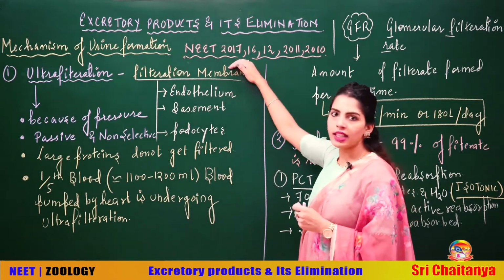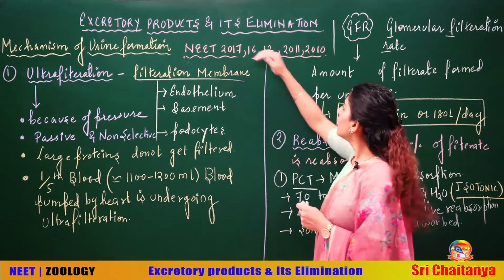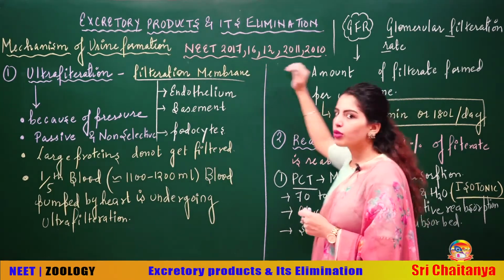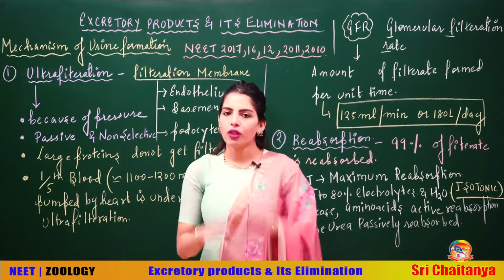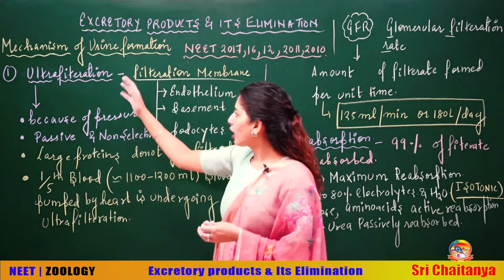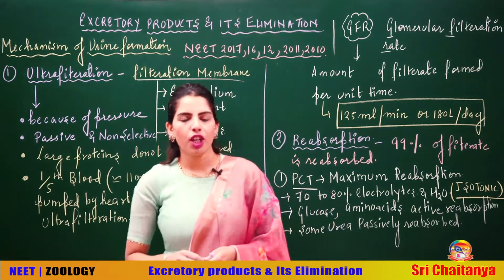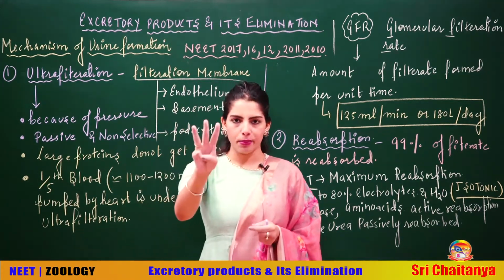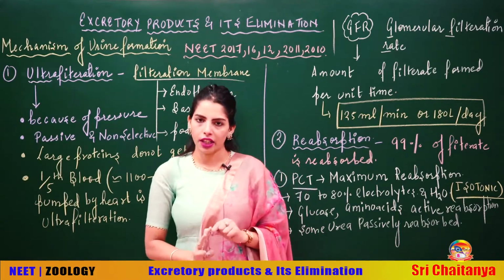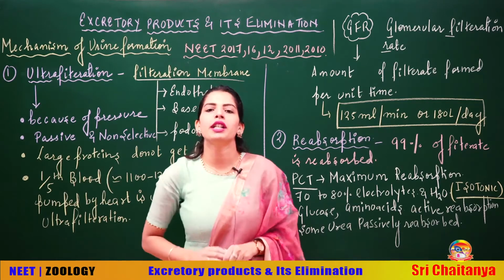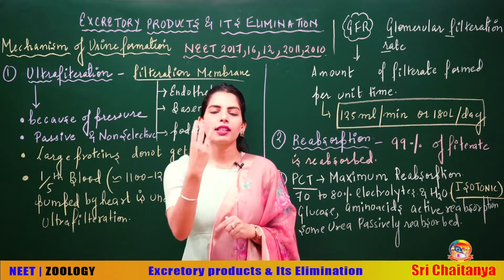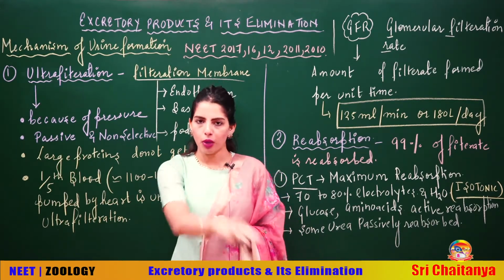NEET 2017, 2-3 questions were there. 2016, 2012, 2010, 2011 also. So very important from the perspective of NEET. Now talking about the mechanism of urine formation, this occurs in 3 steps. One is ultrafiltration, then reabsorption, and then tubular secretion. So we are going to discuss these 3 steps one by one.